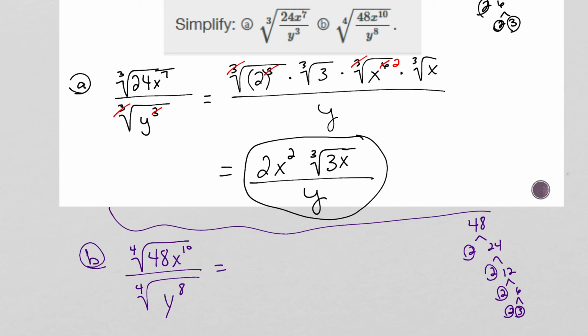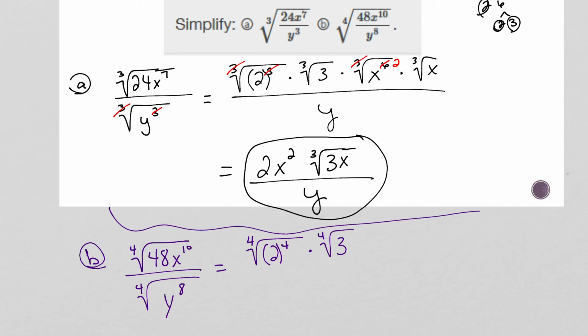All right, so we're going to rewrite the numerator as, let's see here, the fourth root of 2 to the 4th power times the fourth root of 3, because remember that's what I had left over. And then I'm going to go ahead and erase my factor tree just so I have some space.